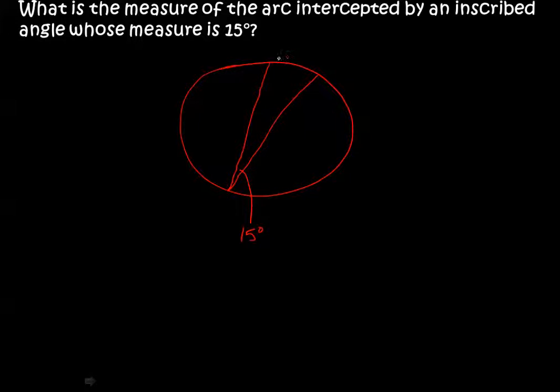So if I want to find out what the measure of this arc is, remember, the inscribed angle is half of the arc. So if I want to find out the arc, I'm just going to take the inscribed angle and multiply it by 2, which equals 30. So that's how much the measure is of my intercepted arc. Easy cheesy.